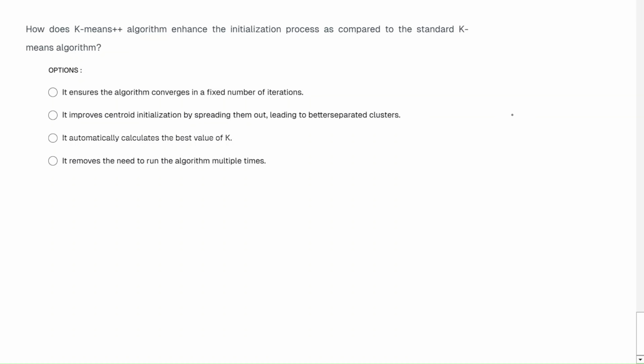Okay, so here we have to compare k-means and k-means plus plus, right? k-means plus plus is just another variant of k-means, where the only difference is that the initialization is different. For example, in the k-means algorithm, the initialization of the centroids happens randomly, but in k-means plus plus it follows some procedure. Let's see what it is.